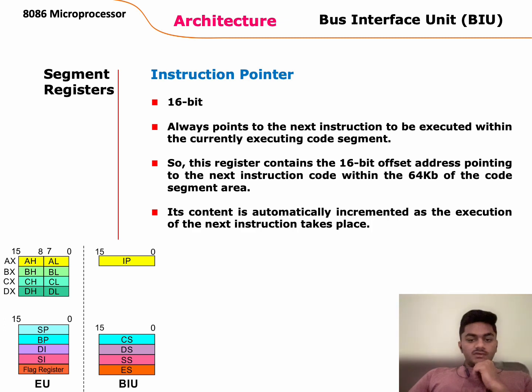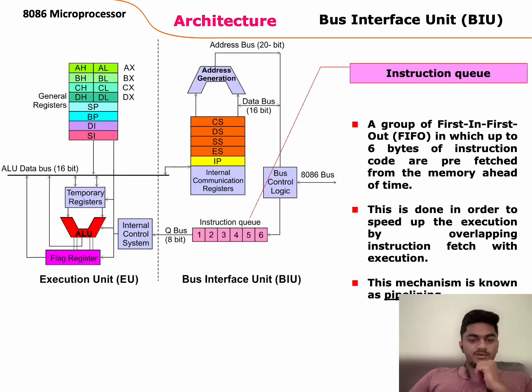Instruction pointer, we have discussed already about this point. And what is the instruction queue? We have already discussed about this point. Instruction queue means that the 6 bytes of the instruction are fetched first; the first instruction is passed to the ALU, then executed, and suddenly 2 becomes 1, and the next instruction is 2. What does the instruction unit do?